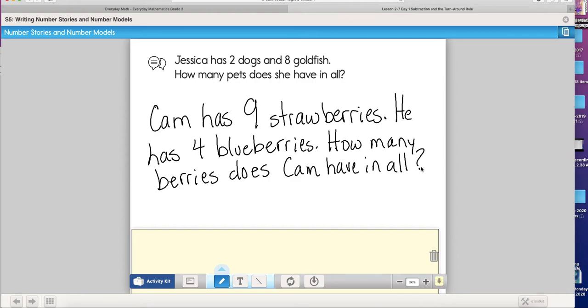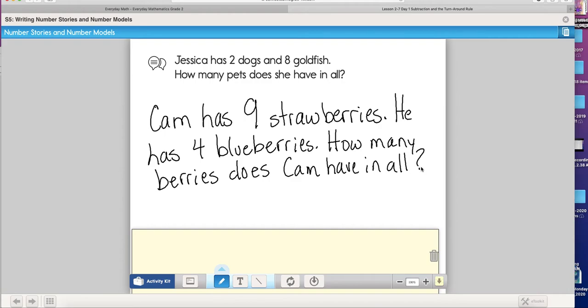Gwen, do you have a question or are you ready to share? I have a question. Okay, what's your question, sweetie? Do we have to write the words that you... No, you don't have to write the words. Just write the number model, the math problem that goes along with this story. You don't have to write all the words. Just the number model, the math problem that could go along with this story.